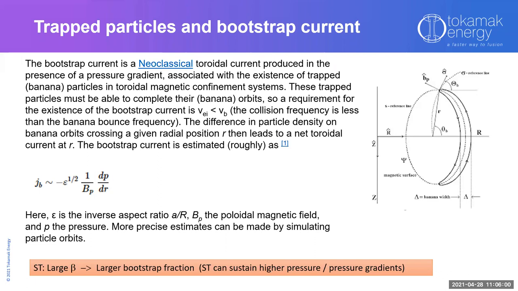The other important quantity that is related to trapped particles is the so-called bootstrap current. The bootstrap current is due to the fact that when you have trapped particles and you have a density gradient, there is basically a net velocity in the toroidal direction. That translates into a current, and this current is called bootstrap current because it's basically driven by the pressure gradient. It's proportional to the pressure gradient, and in the large aspect ratio approximation it is proportional to the inverse aspect ratio itself. Now, I will show you in the next slides that spherical tokamaks can sustain large beta and pressure gradients. So that means that in spherical tokamaks, we can have a much larger bootstrap current fraction.